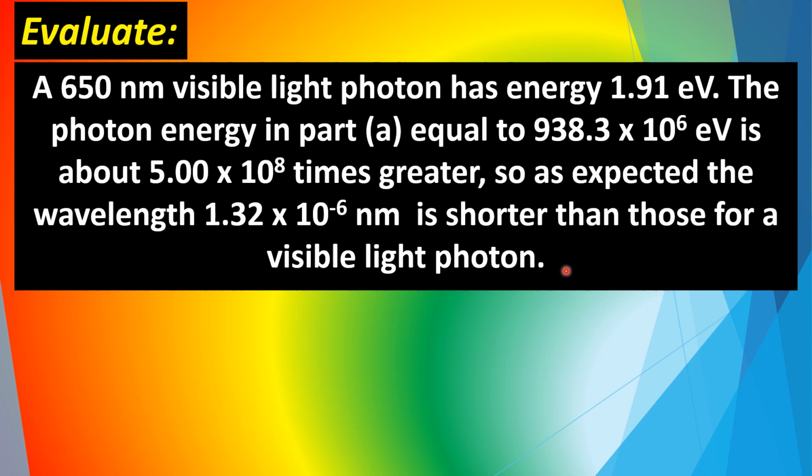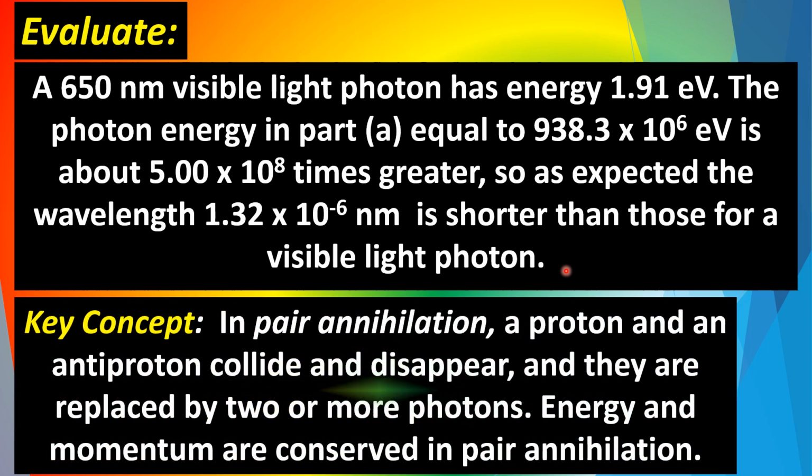And finally, to emphasize the key concept that we applied in this problem: in pair annihilation, a proton and an antiproton collide and disappear, and they are replaced by two or more photons. Energy and momentum are conserved in pair annihilation.